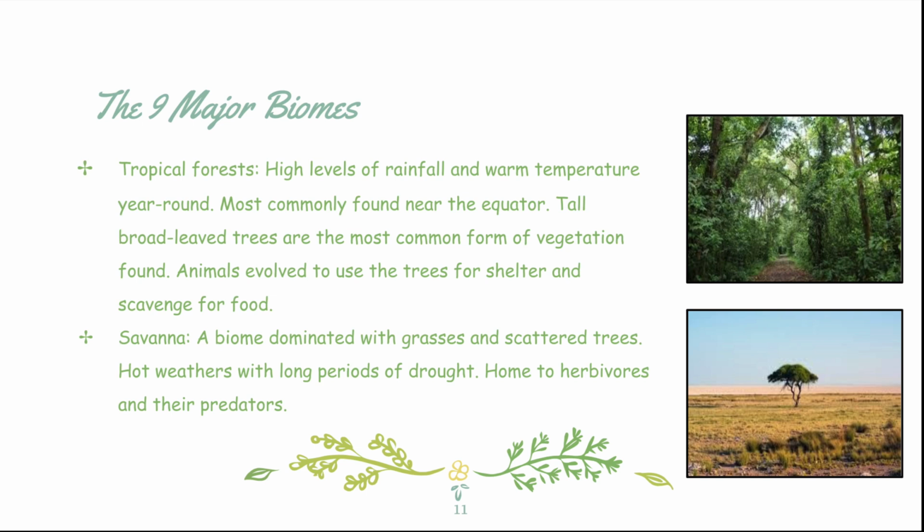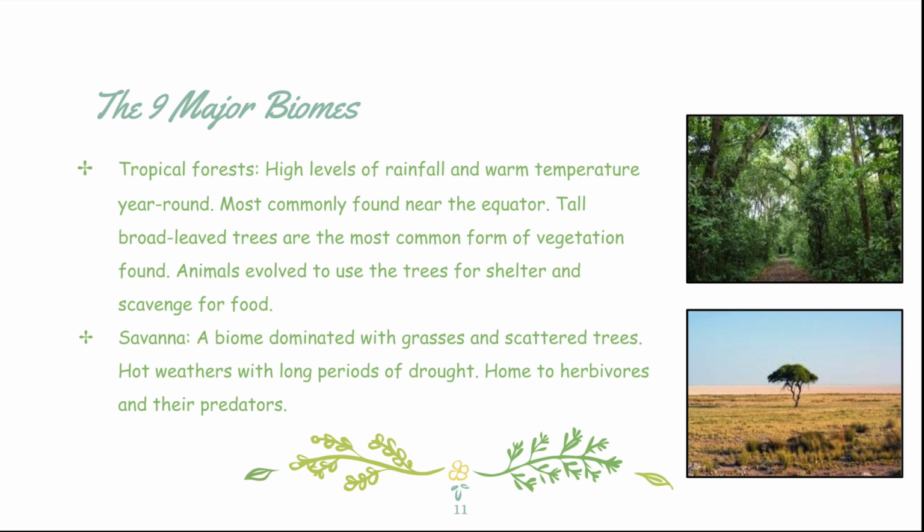The first one we're going to talk about is tropical forests. These are known for their high levels of rainfall, warm temperatures, and tall broadleaf trees, which are the most common form of vegetation. Animals in this area have evolved to use the trees for shelter and scavenge for food. This is because there are so many animals in this biome that the animals have evolved to use what they can. The next biome we're talking about is the savanna.